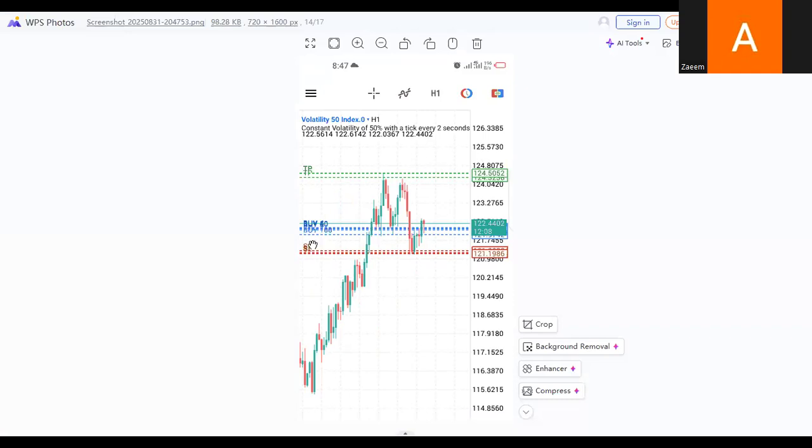This is the trade I took on Volatility 50, that is V50. This is the one hour time frame. Look at the trend. A lesser trader will see this as a double top, maybe with their neckline here, so they want to sell. But I'm not like that.